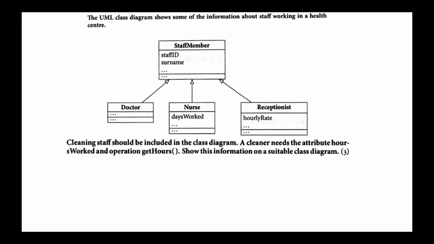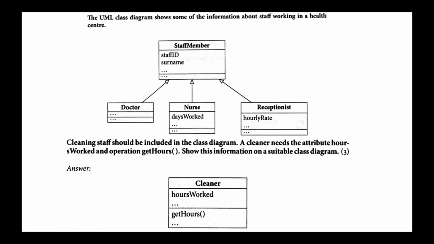Using the same diagram, cleaning staff should be included in the class diagram. A cleaner needs the attributes hourly rate and hours worked, and the operation get hours. Show this information on a suitable class diagram. So you'll just be adding it in like this. Cleaner, hours worked, then get hours underneath. So you've got the attributes, then the operations, then the actual class.